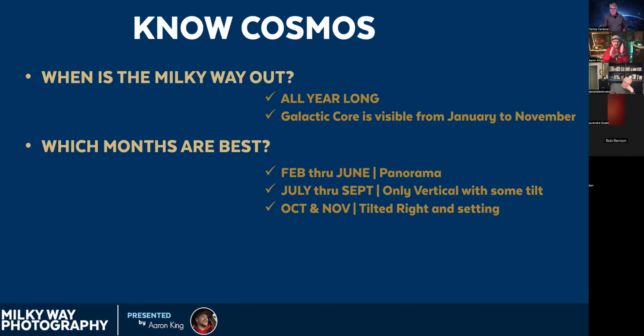Then when you go out in July through September, you really just have a vertical, tilted to a vertical, perfectly vertical to a tilting to the right. That's your Milky Way shape. That's the only shape you get, and it's great still.